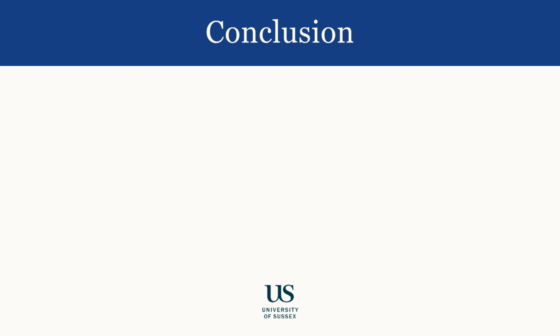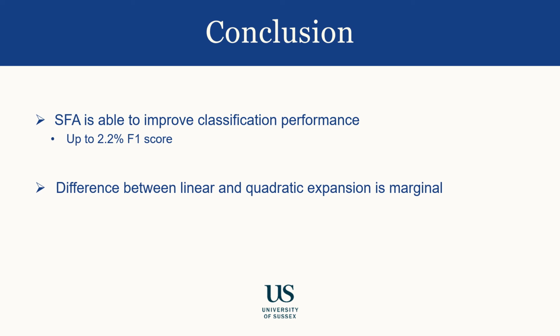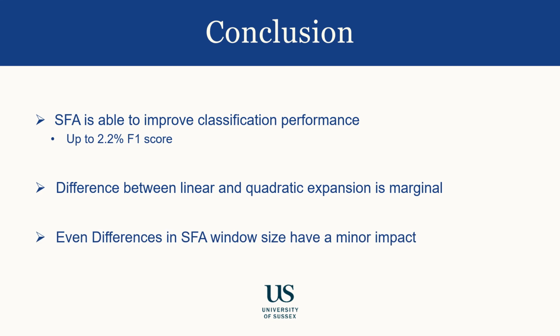The results have shown that SFA is able to improve the classification performance when used as preprocessing technique for a deep convolutional network. In this task, a performance improvement of up to 2.2% F1 score was achieved. The results have shown that the difference between linear and quadratic expansion for this task is marginal, and surprisingly, even major changes in the SFA window size had only a minor impact on the performance.